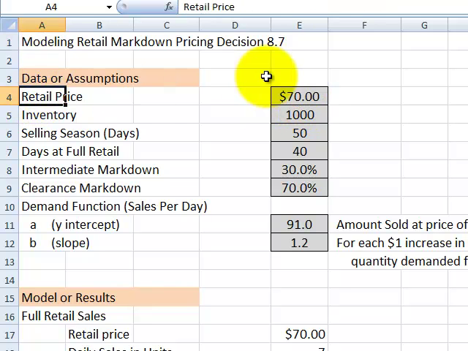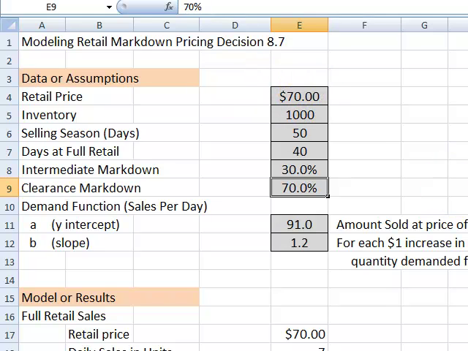So our assumptions are our retail price, what are we selling it for? How much inventory do we have? How long is the season? 50 days, 40 days of which we will sell at full price. 10 days we'll sell at the intermediate markdown price, the difference between 50 and 40. And what is our markdown clearance price?